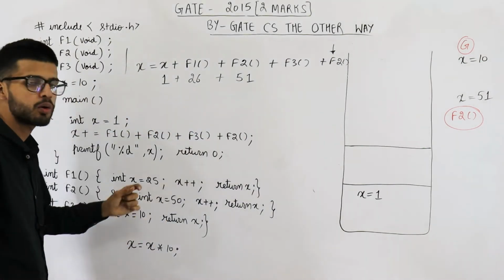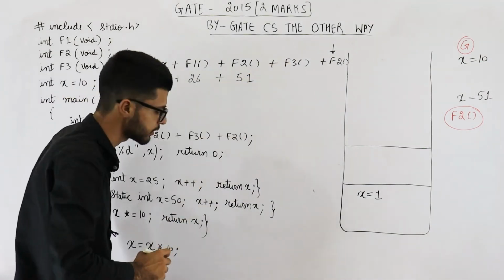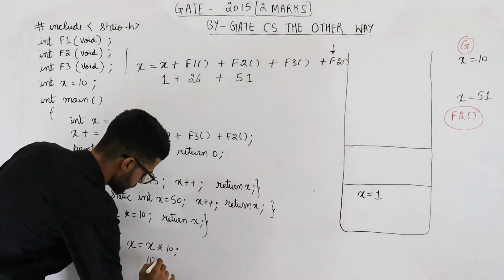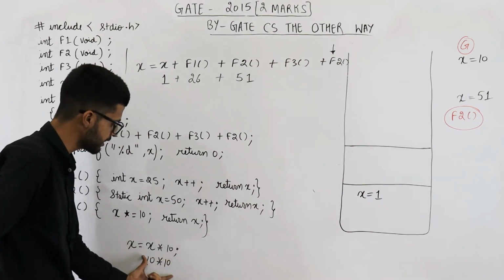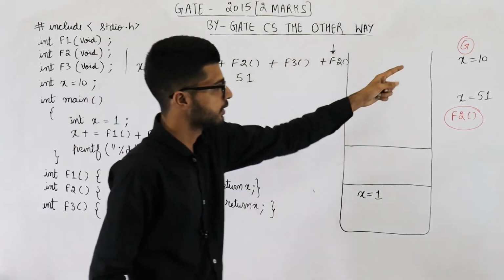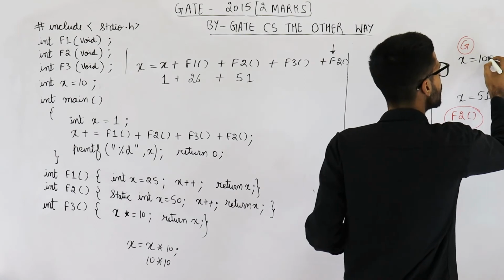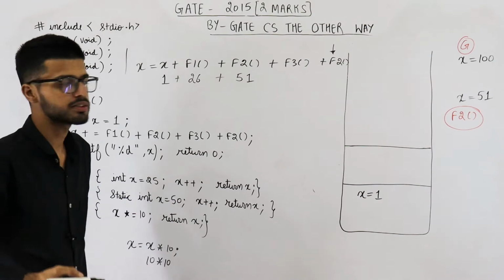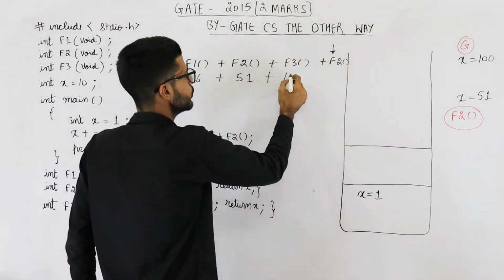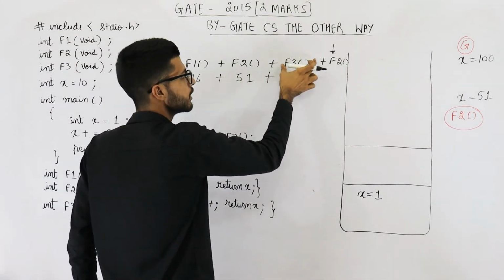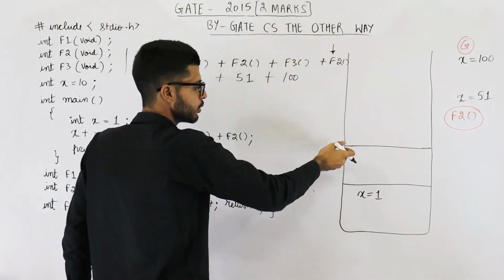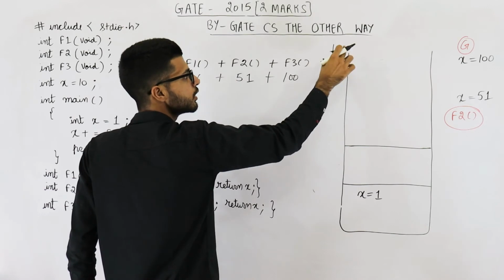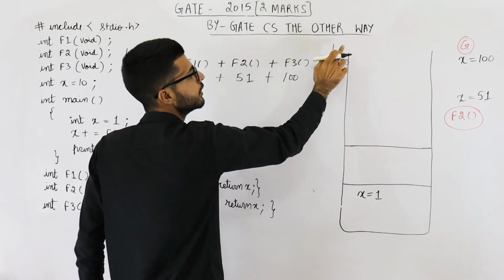Its value is how much? 10. You can see x is 10. So this evaluates to 10. 10 into 10 has to be assigned back to x only. That means that variable is updated to a value 100 like this. Then return x. That means 100 is returned. So 100 is used in place of this. Now you have returned a value. This function will continue its execution from here only.